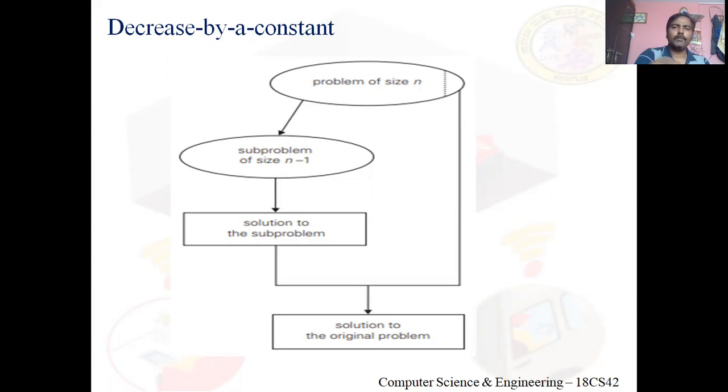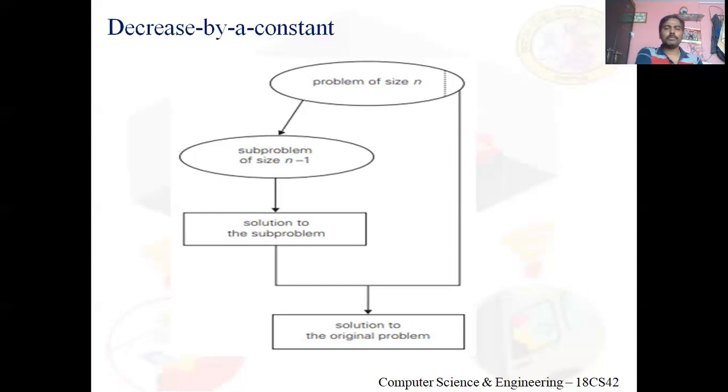Got it? So again, the problem is of size n. Now this problem got reduced to a newer subproblem of size n minus 1. Got it? Suppose, if required, this subproblem could also get reduced to a newer subproblem. But now, in the second reduction, the size will be n minus 2. Clear? Because in each stage, the size gets reduced by a constant, that is 1.